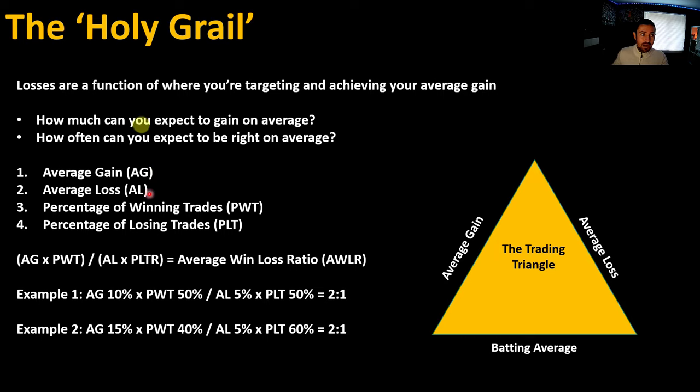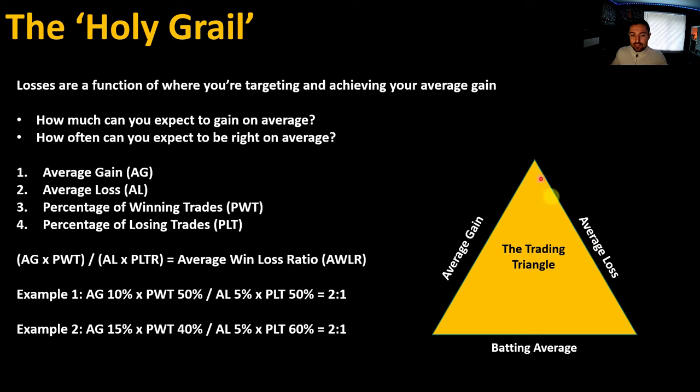MINERVINI then talks about the holy grail. So losses are a function of where you're targeting and achieving your average gain. So how much can you expect to gain on average? How often can you expect to be right on average? This is why tracking your statistics is very, very important. Certainly keeping a rolling 5 trade or 10 trade, or maybe even 15 trade, but I would say somewhere around 10 trade, tracking that over the last 10 trades is important. And we're going to look at that in the progressive exposure point as well.